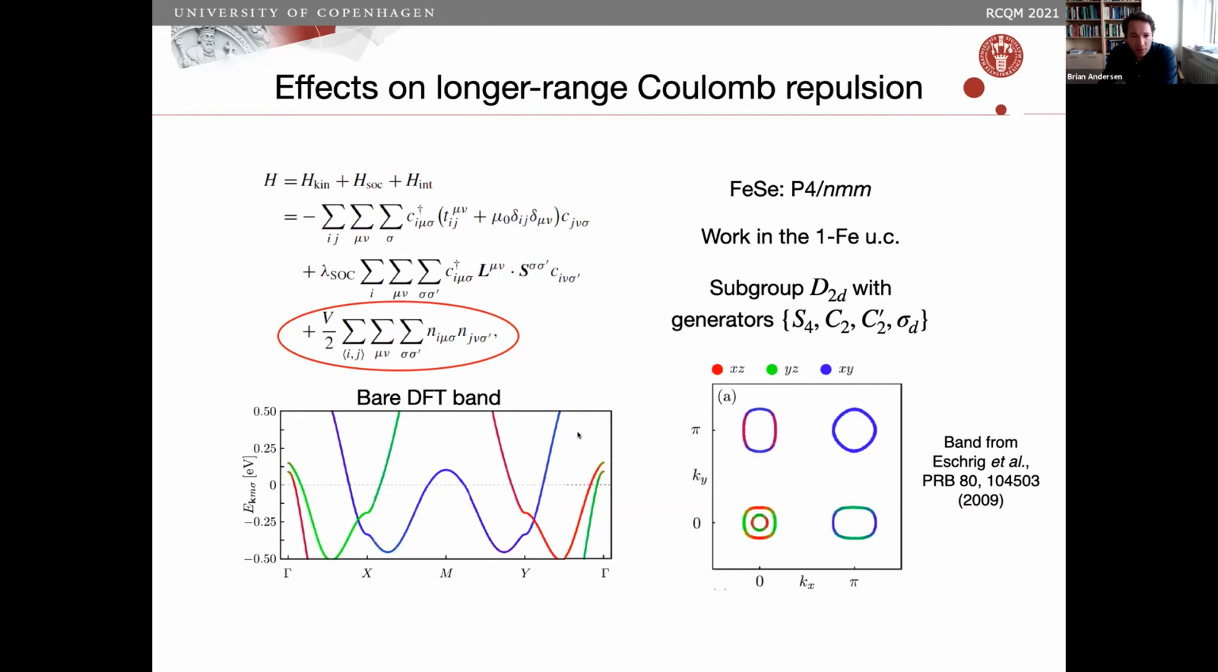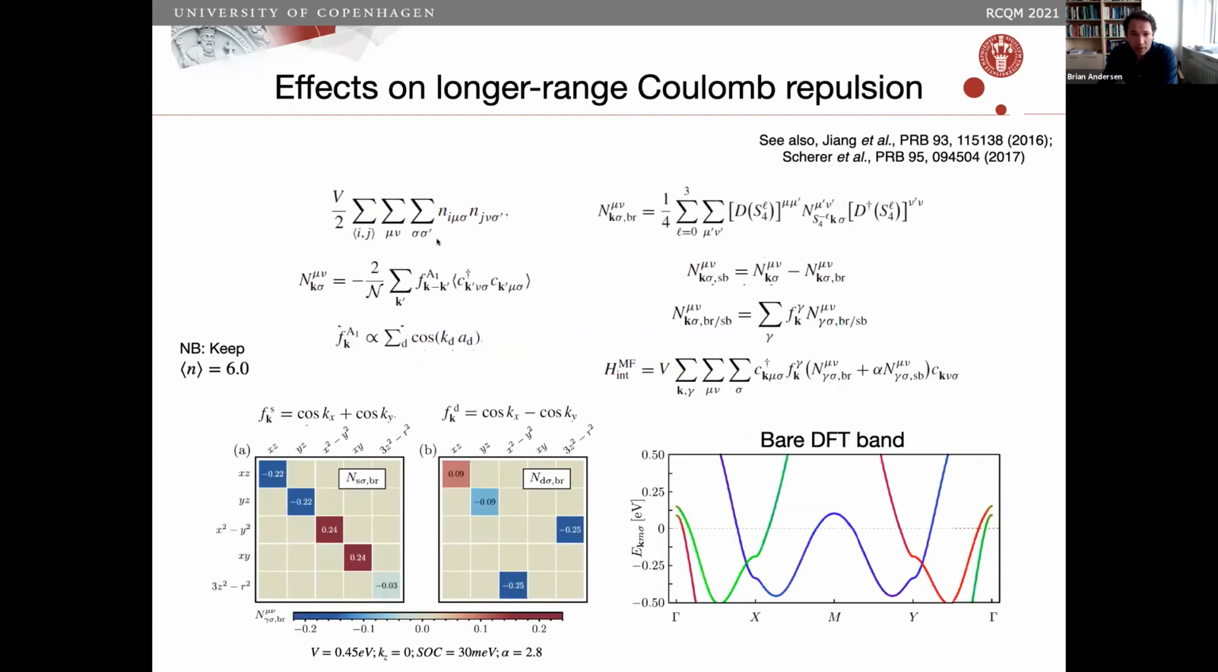Anyway, that's a bit technical, but not extremely important. I will now start with this band structure that was generated for iron selenium in this old paper, and then we will simply check what are the effects of nearest neighbor Coulomb, both in generating band renormalization and nematicity.